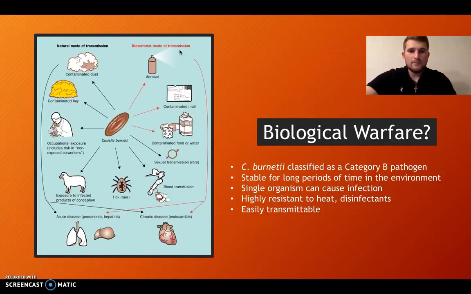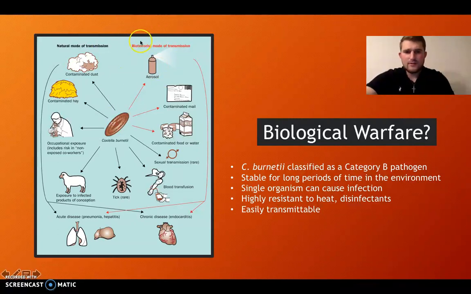And final point, this C. burnetii is actually able to be used as a biological pathogen. So the CDC has it listed as a category B pathogen, just because it's able to be sustained for a long period of time in the environment. Small amounts of the organism can cause an infection. As little as 1, and then around 10 is a safer number, can cause an infection. It's highly resistant, as I mentioned earlier, to heat, light, disinfectants, and osmotic pressure.